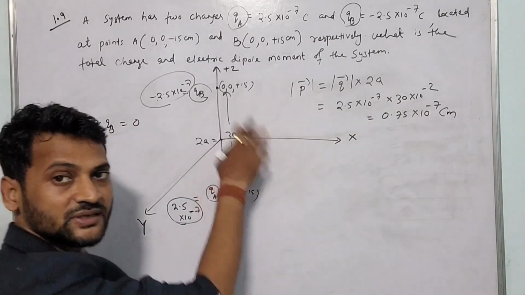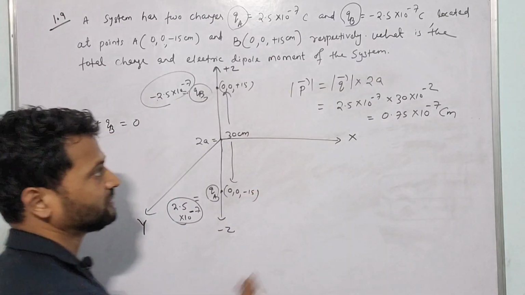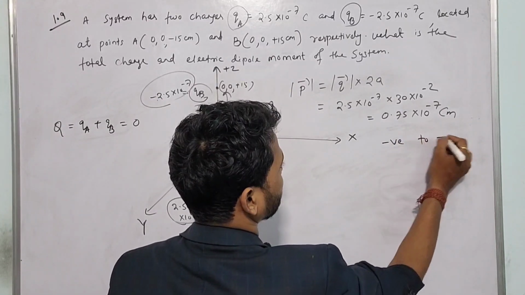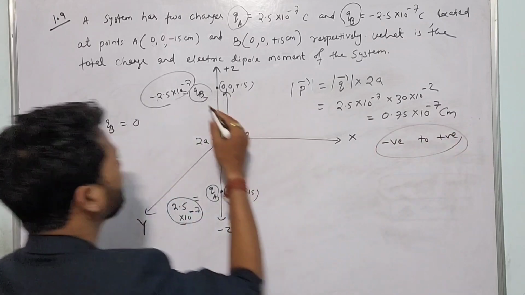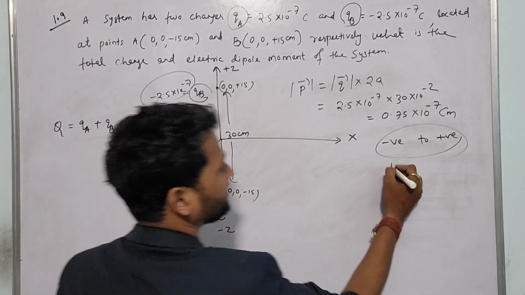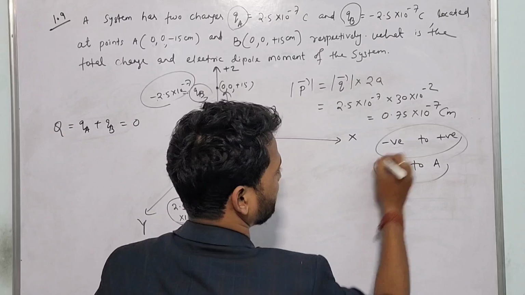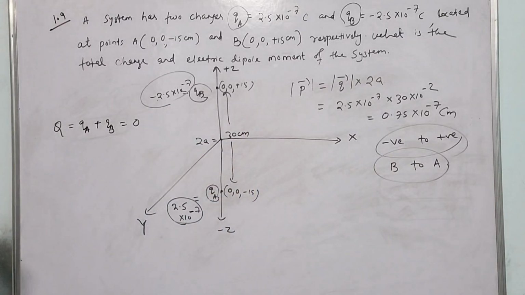Clear? And what about its direction? Look, what is the direction of the dipole moment? Negative to positive. So here negative is B, positive is A, that means B to A. This is your answer. Hope it is clear.